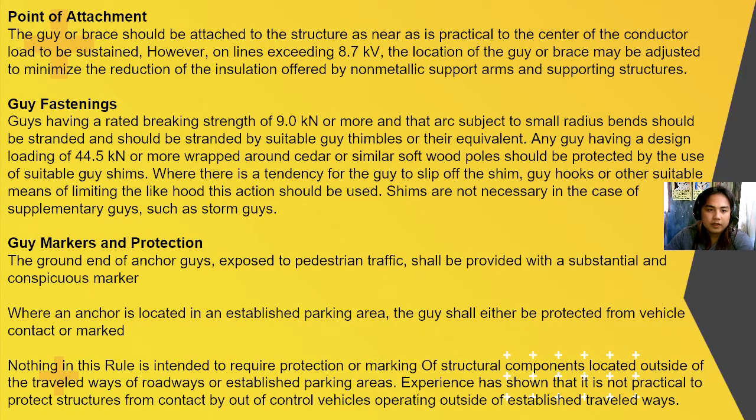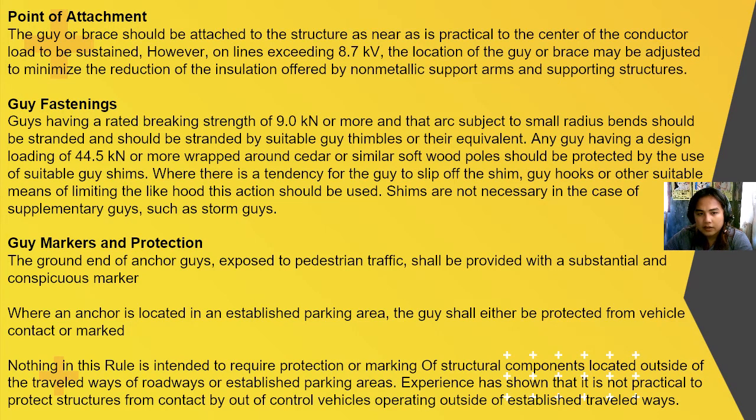Okay, point of attachment. The guy or brace should be attached to the structure as near as practical to the center of the conductor load. However, on lines exceeding 8.7 kilovolts, the location of the guy or brace may be adjusted to minimize the reduction of the insulation offered by a non-metallic support arm and supporting structure.